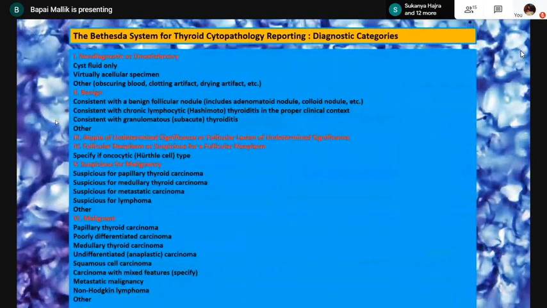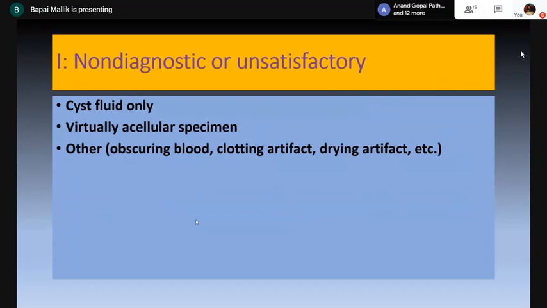So the Bethesda system for thyroid cytopathology reporting has these general diagnostic categories which you have talked about, and under each one of them there are subcategories, and we shall be dealing with those subcategories in the subsequent slides, and let us see how they turn out. So first of all, the non-diagnostic or unsatisfactory category.